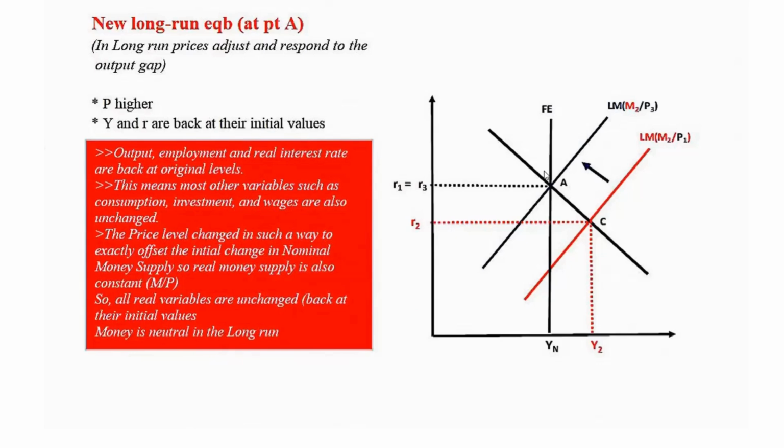Thus, all the real variables are unchanged, which means that in this model, in the long run, money is neutral. And since we were looking at a Keynesian economist perspective, that was expected. Okay, in the short run, money did affect real interest rate and output, so it wasn't neutral, but in the long run, money is neutral according to Keynesians.